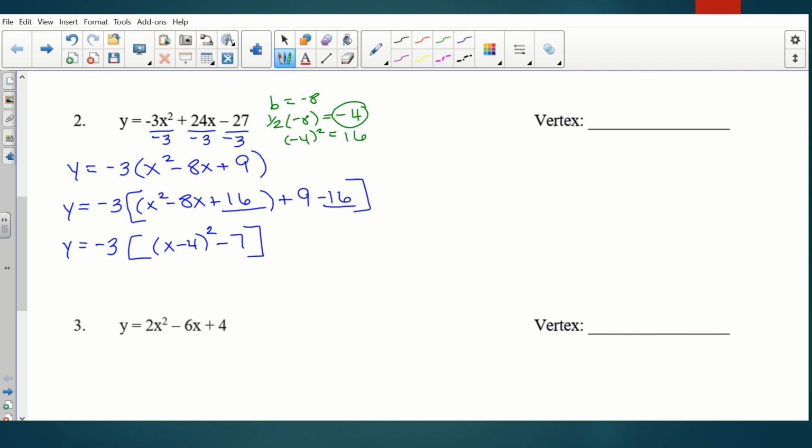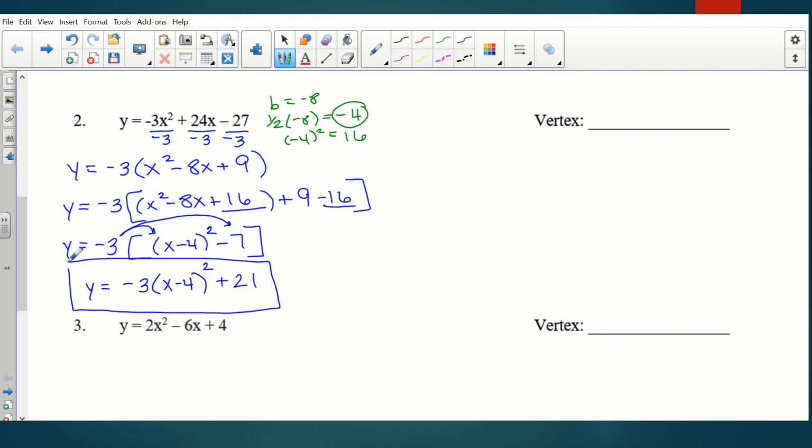So if I distribute that negative 3 to both of these terms, I end up with negative 3 times x minus 4 squared. Remember, you shouldn't be taking that negative 3 inside the parentheses. Order of operations says multiplication comes after the exponent, and we did not do anything with that exponent right now. Negative 3 times negative 7 gives us a positive 21, and here is vertex form of this equation.